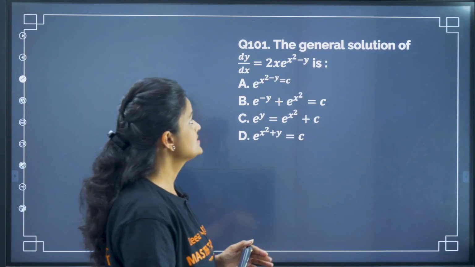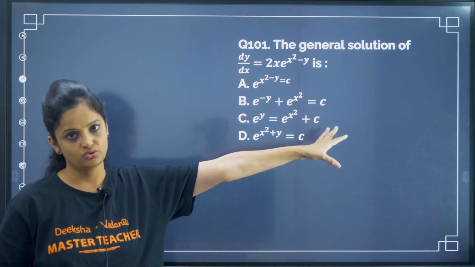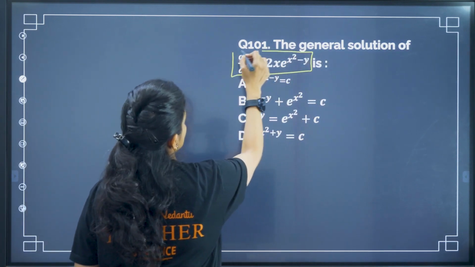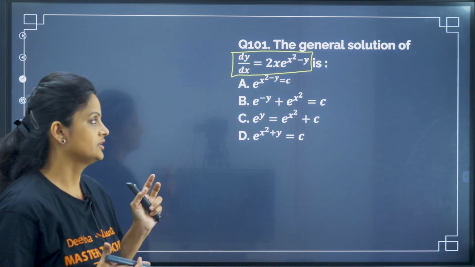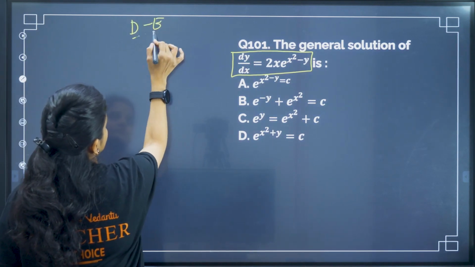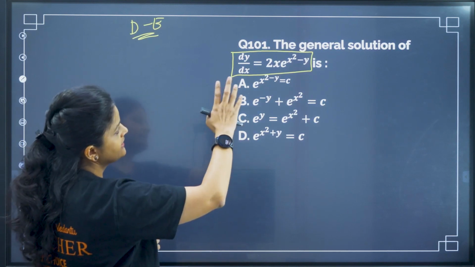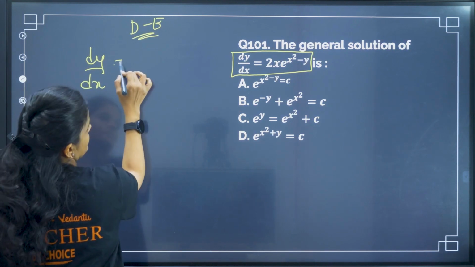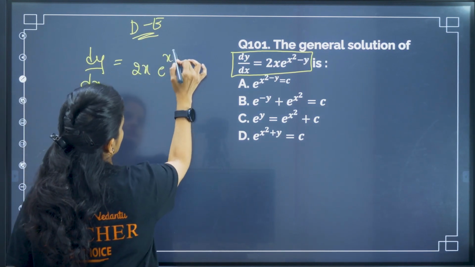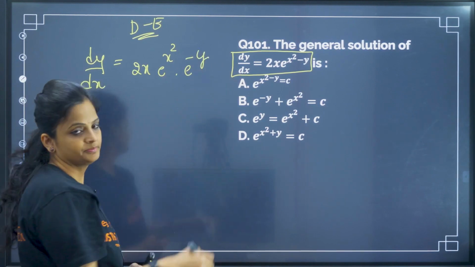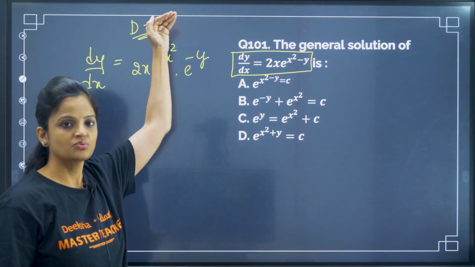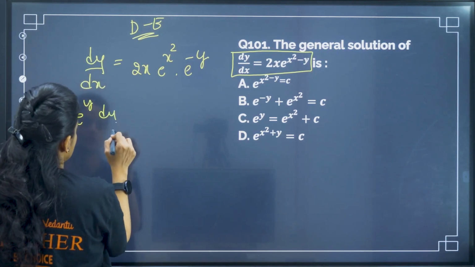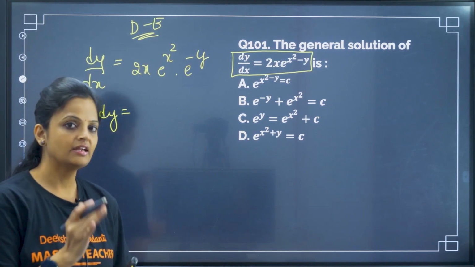101. General solution of dy by dx is equal to. Which chapter is this? Differential equation, isn't it? They are asking you to solve this, to write the solution of that. So, differential equation. Shall I separate the variables? Let's try: 2x e to the power of x square and e to the power of minus y. E power minus y, I can bring it as 1 by e power y and cross multiply. Yes, I can separate the variables. So this question falls under variable separable method.